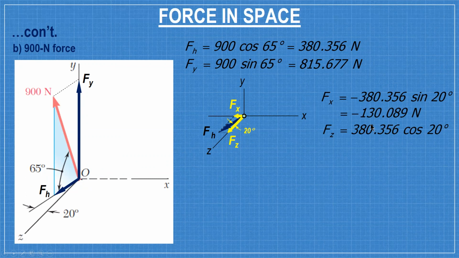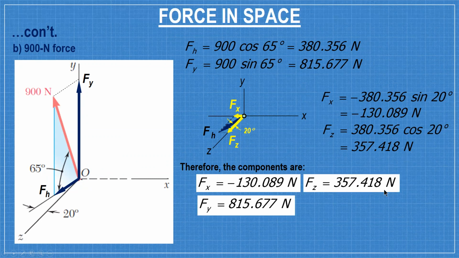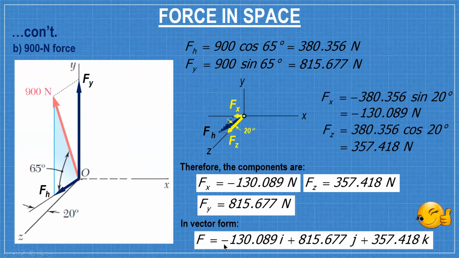Okay. So, that's Fx and then Fz. Therefore, the components are Fx negative, Fy 815, Fz 357. And in vector form, Fx is negative, Fy is positive, Fz is positive.